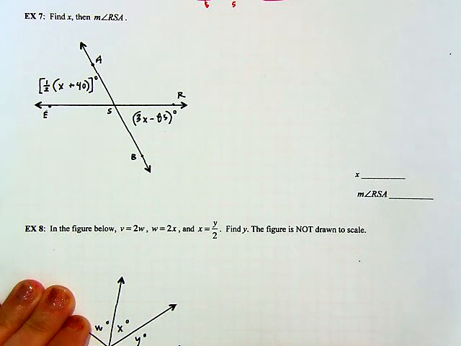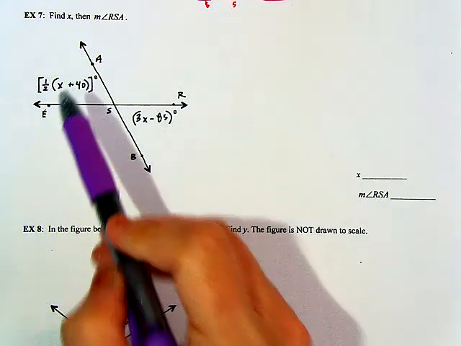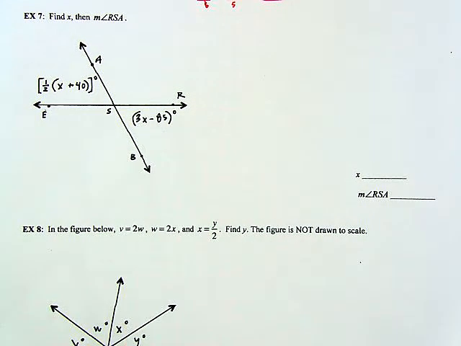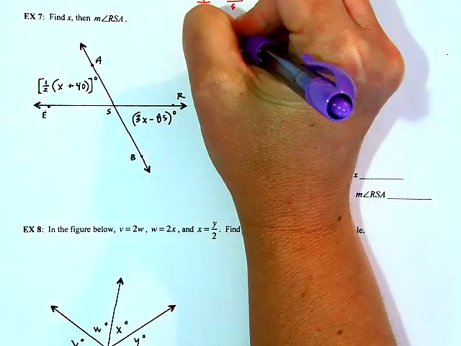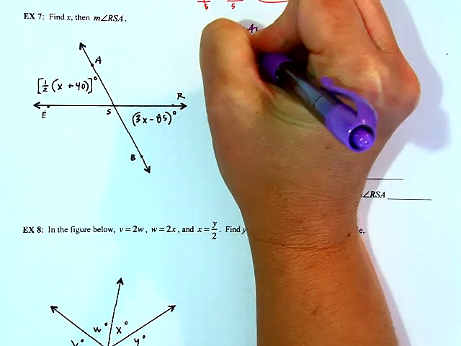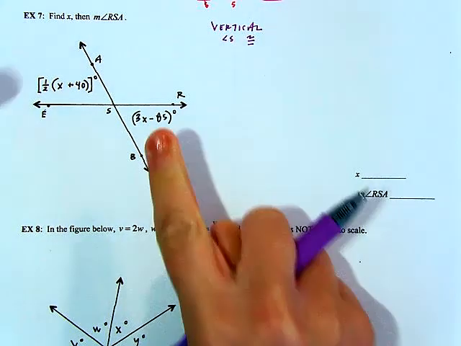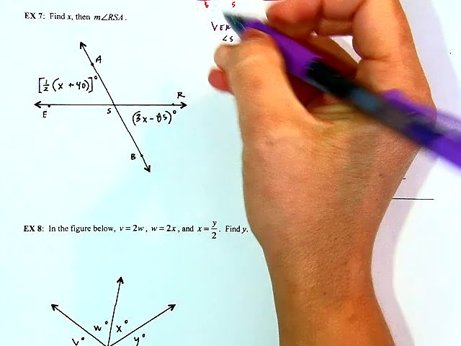Okay, example 7. Find x, then the measure of RSA. Okay, so first we want to get to x. So when I look at my picture, I'm thinking, well, these are labeled and these are vertical angles. So those angles that are in the opposite position, those are vertical angles, and vertical angles are congruent. So I know that I can set these two expressions equal to each other. So let me write that out.